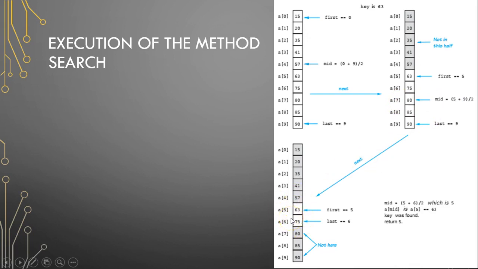So then we do our midpoint again. And so mid equals 5 plus 6 divided by 2, which is 5. So A of mid is A of 5, which equals 60. So the key was found, and we're going to return 5, because that would be the index at which it was found.